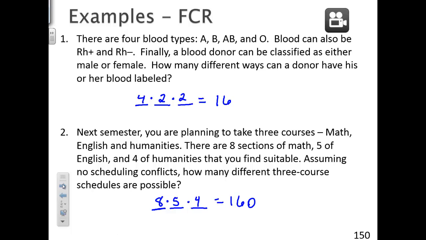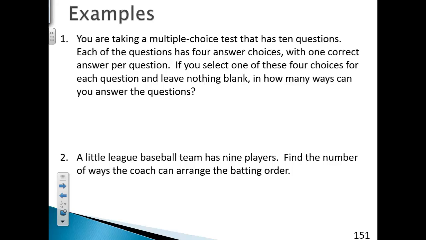Next example. This one's going to be just a little bit different. You're taking a multiple choice test, and that test has 10 questions. Each of the questions has 4 answer choices, with 1 correct answer per question. If you select one of these 4 choices for each question and leave nothing blank, in how many ways can you answer the questions? Okay, there were 10 questions, and you're answering all 10 of them, so that's 10 blanks.